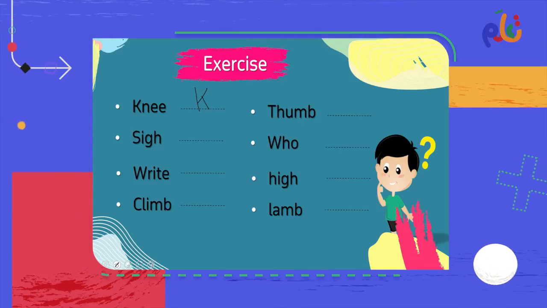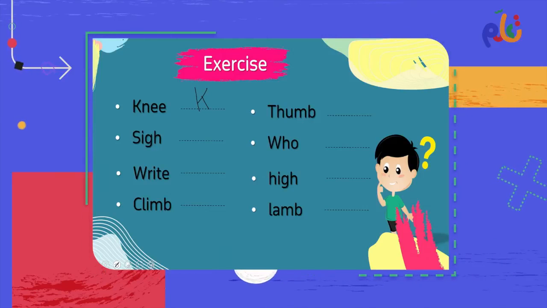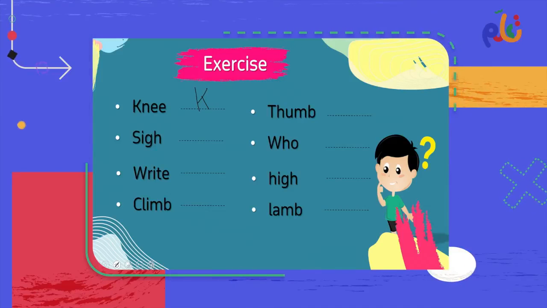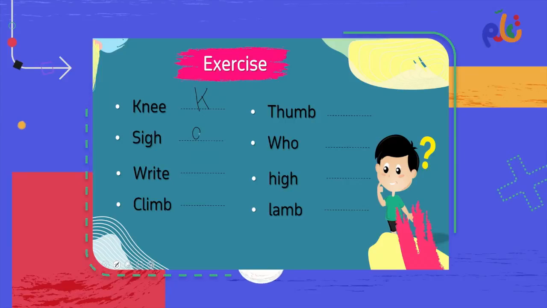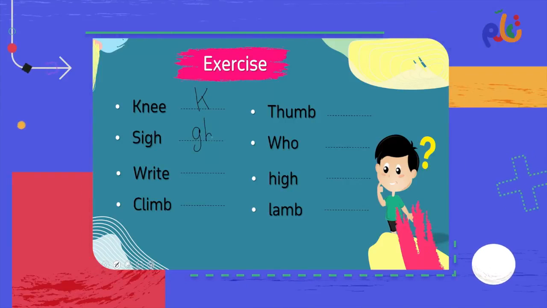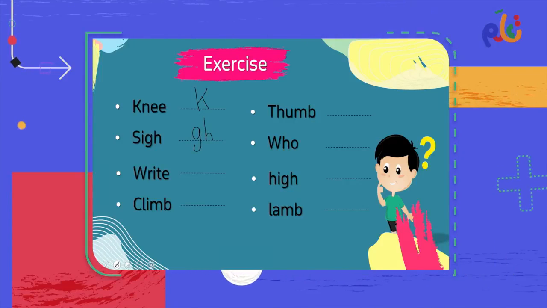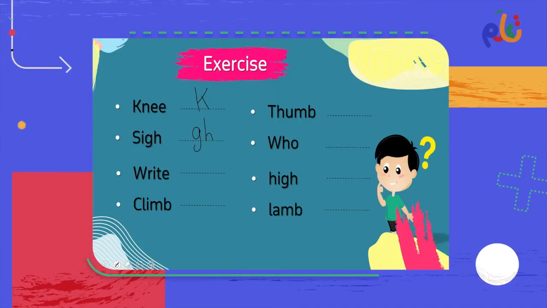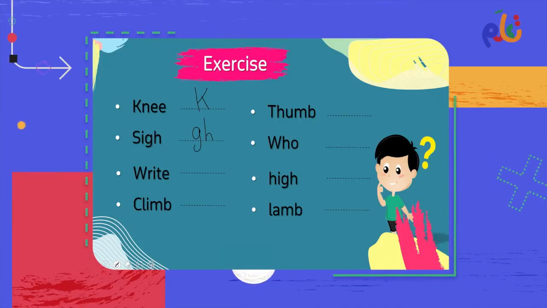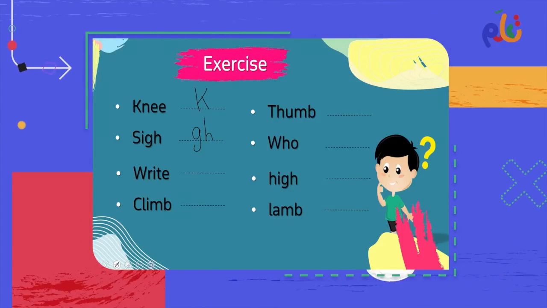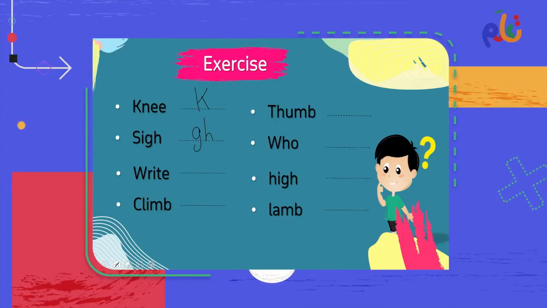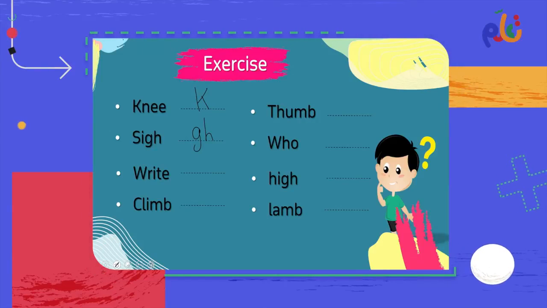Sigh. Which letter is silent in sigh? Perfect. It's not one letter, it's two letters. G, H. G, H together are my silent letters. إلا أنا ما نطقتهاش. Sigh. حد سمع G, H? No. They are the silent letters.